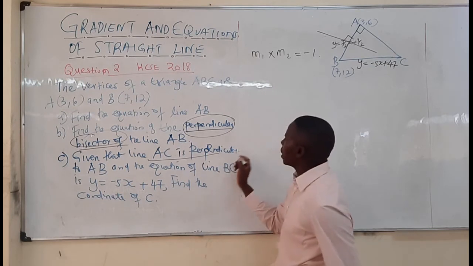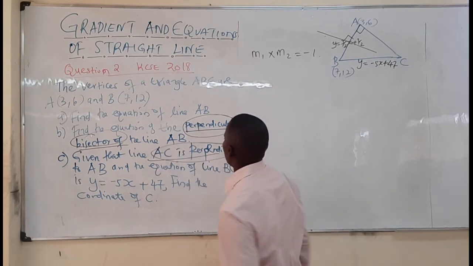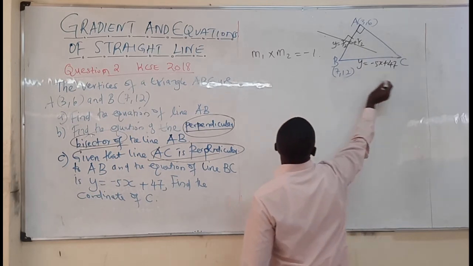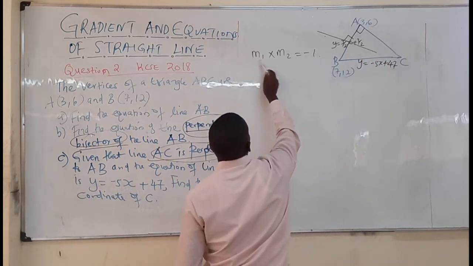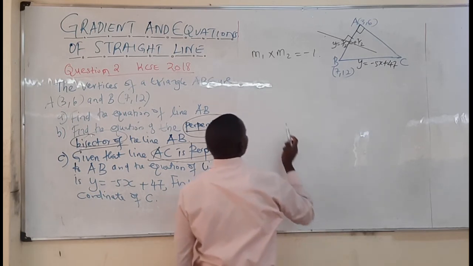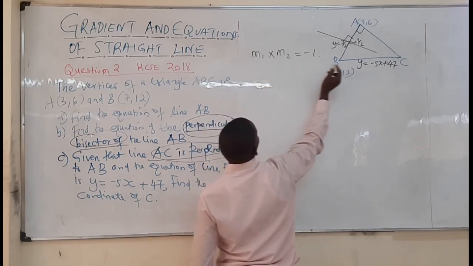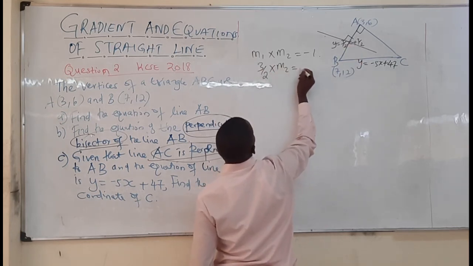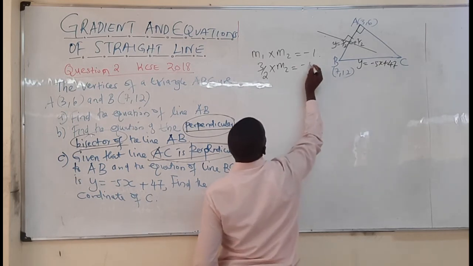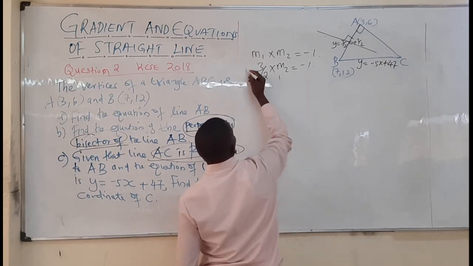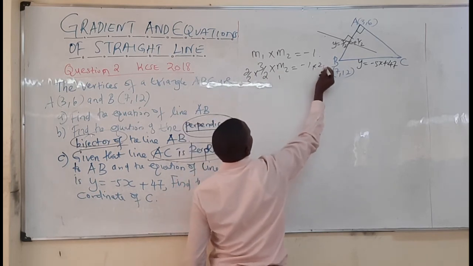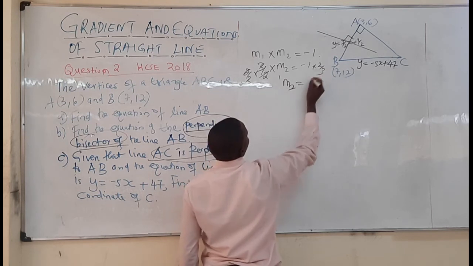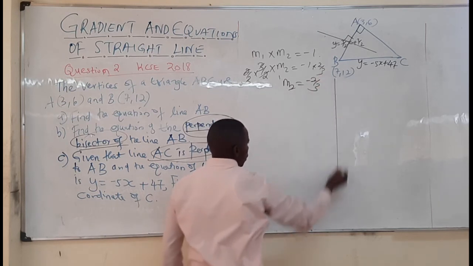So the purpose of this one is for us to be able to know the gradient of AC. We can get it because we know that for perpendicular lines, the product of the gradients is equal to minus 1. So you first find that the gradient of AB is 3 over 2, times the gradient of line AC should give us minus 1. Then multiply by 2 over 3 on both sides so that you can get rid of that. Left with m2, it is going to be minus 2 over 3. So that is the gradient of line AC.